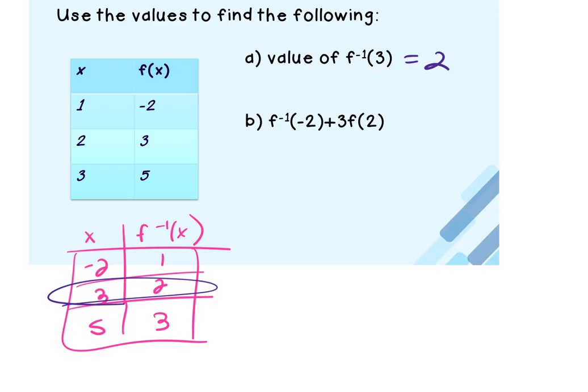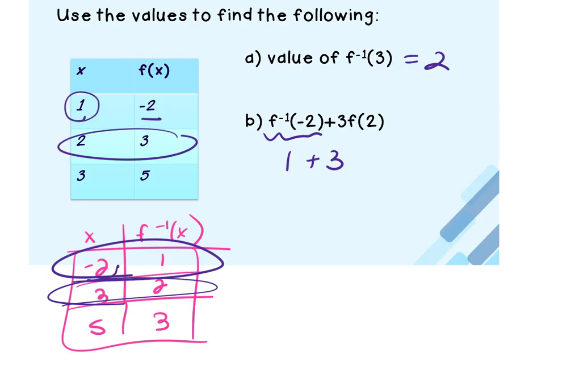All right, go to B. So f^-1 of -2 is either from my first chart when my y is -2, so my answer's 1, or from my new chart where my x is -2 and my answer's still 1. Plus 3 times f of 2. There's no -1 there, so I'm using my original points. What's f of 2 on the original box? 3. So this is times 3. This is 1 plus 9, which is 10.